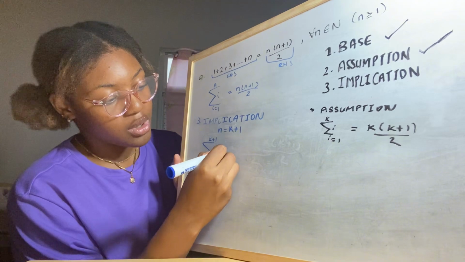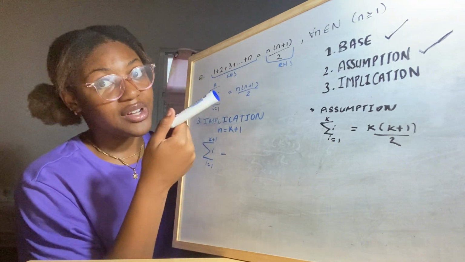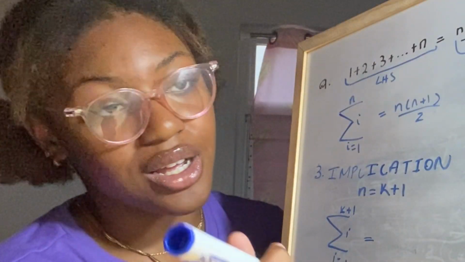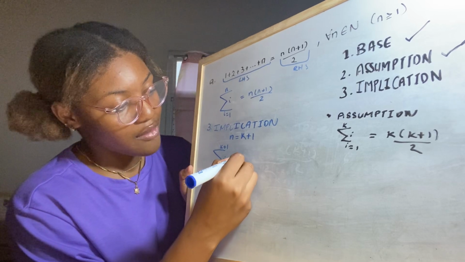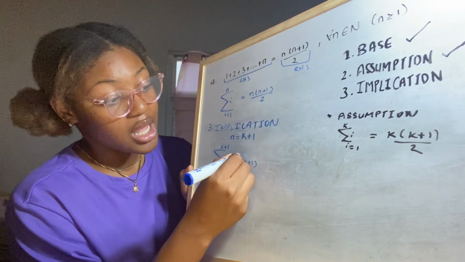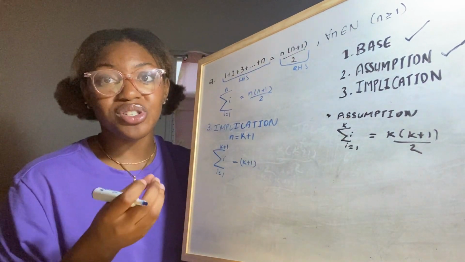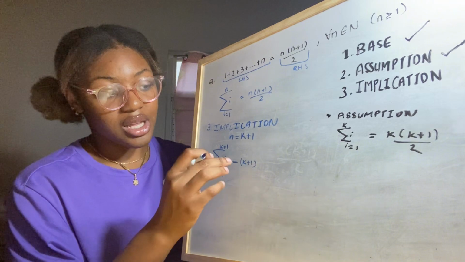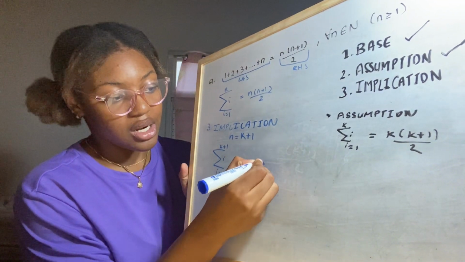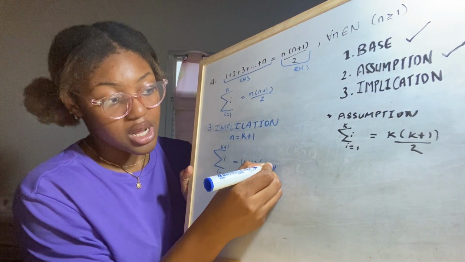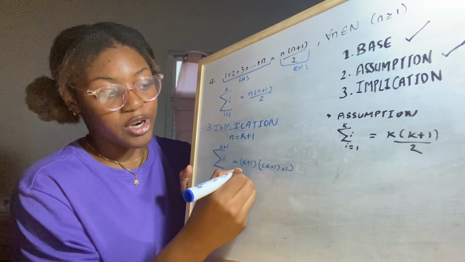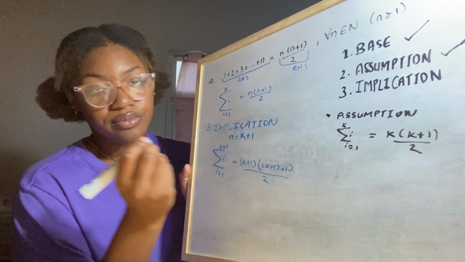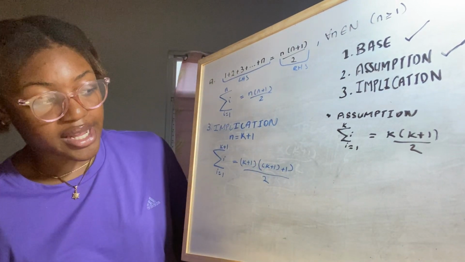And this would be equal to the right-hand side. Wherever I say n, I put in k plus 1. So I'm going to have k plus 1. Recall that k plus 1 is an expression, so you have to put it in brackets. So k plus 1, then you're going to have in bracket k plus 1 close bracket, all over 2. So that's our right-hand side.